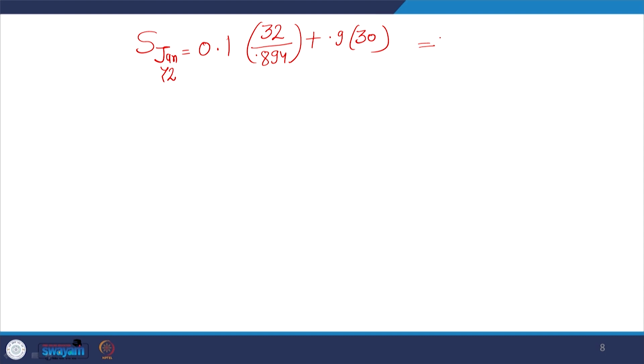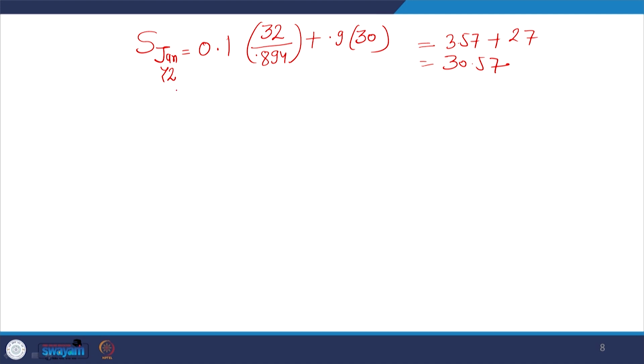The calculation becomes 32 divided by 0.894, that becomes 35, into 0.1. This is 3.57, plus 0.9 into 30, that becomes 27. So, 27 plus 3.57 comes to be 30.57. So, this is the value of S January Y2.